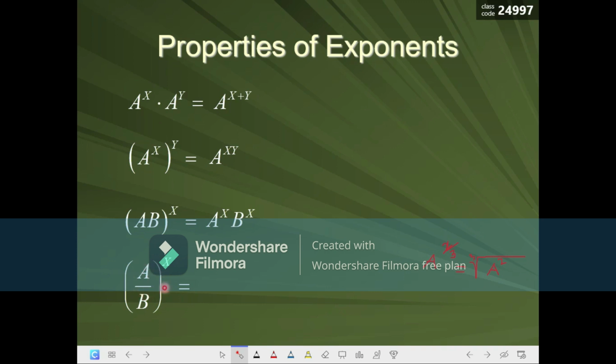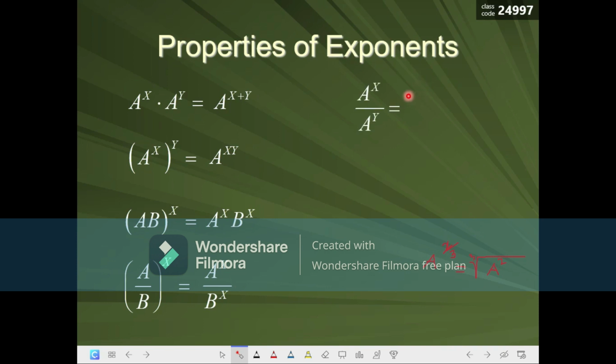Okay, a fraction enclosed in parentheses with an exponent outside. So all we have to do is the same process. We simply distribute the exponent to both the numerator and the denominator. So this could be a to the power of x over b to the power of x.